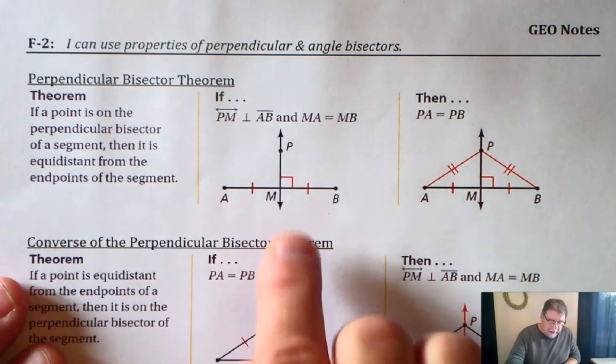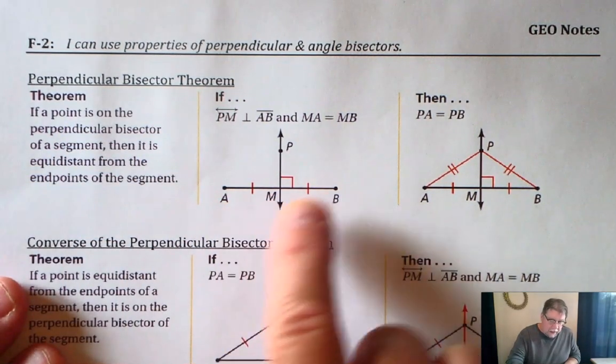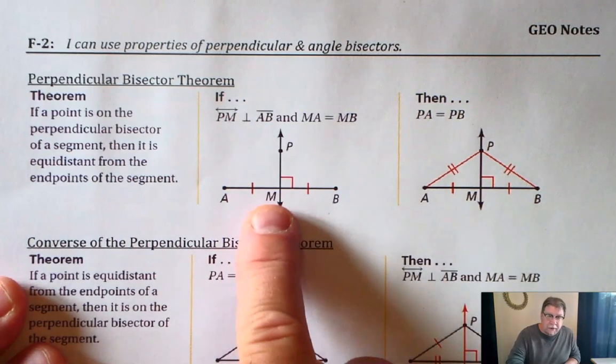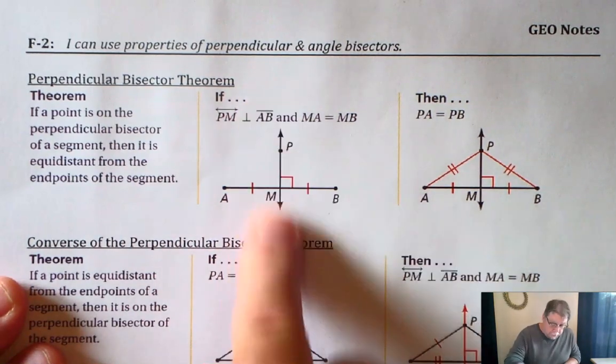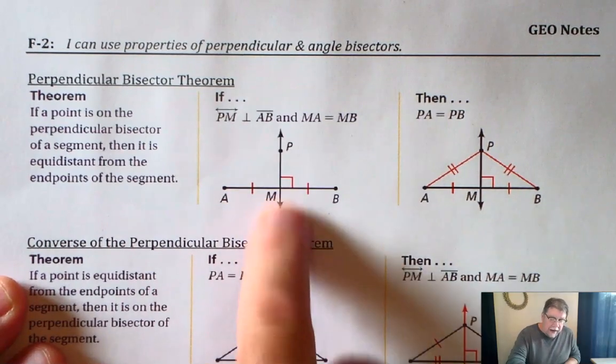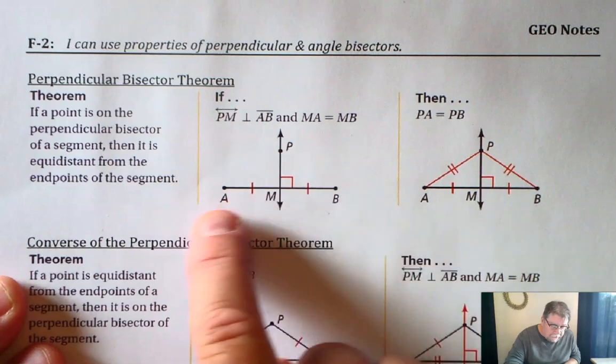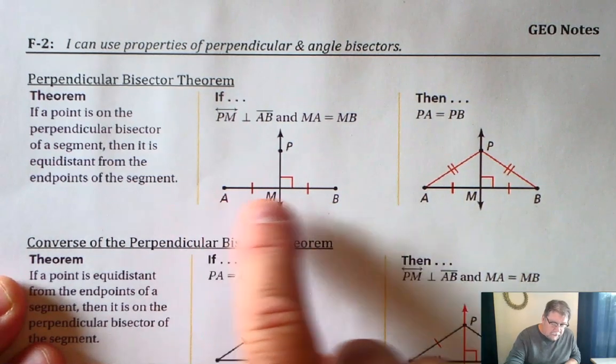Basically what it says is if you have a segment and you have a line cutting through it which is perpendicular and through the midpoint, in other words, the perpendicular bisector, then any point that's on this bisector will be equidistant from the endpoints of that segment.